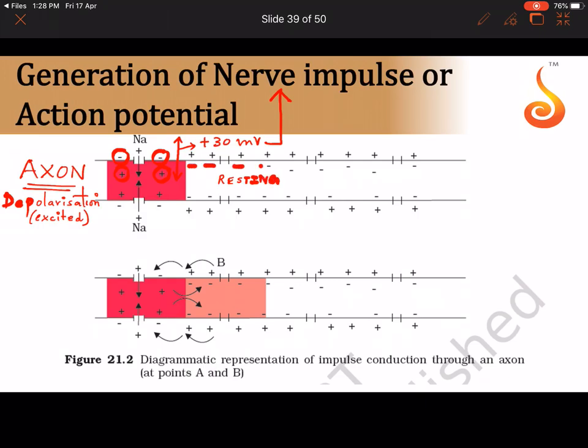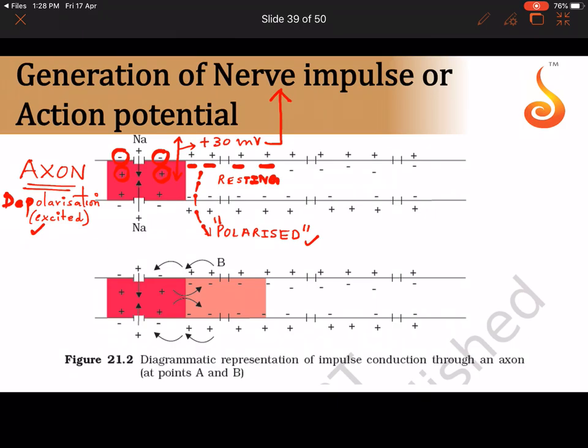See, notice the inside is negative and the outside is positive. This condition, where the inside is negative and the outside is positive in the neighboring region, is referred to as the polarized condition. This is the resting state. It is depolarized when it is excited, and polarized when it is in a resting state.